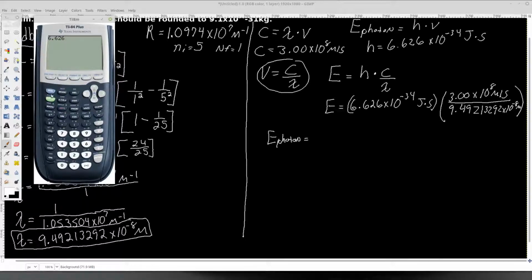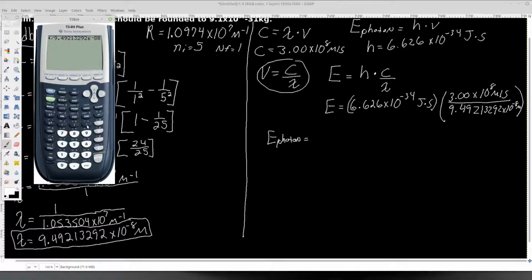Alright, we've got 6.626 times 10 to the negative 34th, so negative 34. There's Planck's constant times our speed of light, that'd be times 3 times 10 to the 8th. Yes, I didn't bother to put 3.00, that's okay. Then I'm going to divide it by 9.49213292, times 10 to the negative 8.